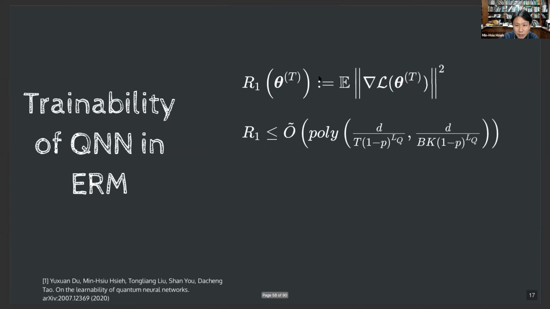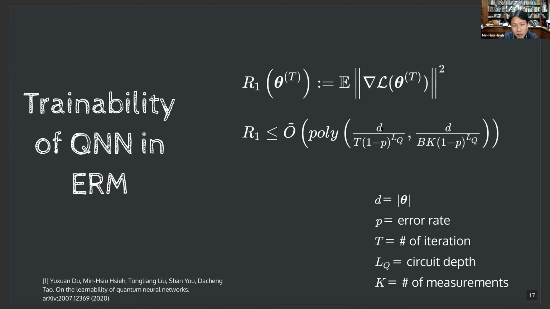We show that the variance of the gradient is upper bounded by these quantities. Again, sorry, D here is not the Hilbert space dimension of your quantum system. D is the size of your parameter space. Because nowadays the quantum circuit has errors, P is the error rate of your quantum circuit. T is the number of iterations, L_Q is the circuit depth, and K is the number of measurements that you use in order to extract the statistics for the classical optimizers.